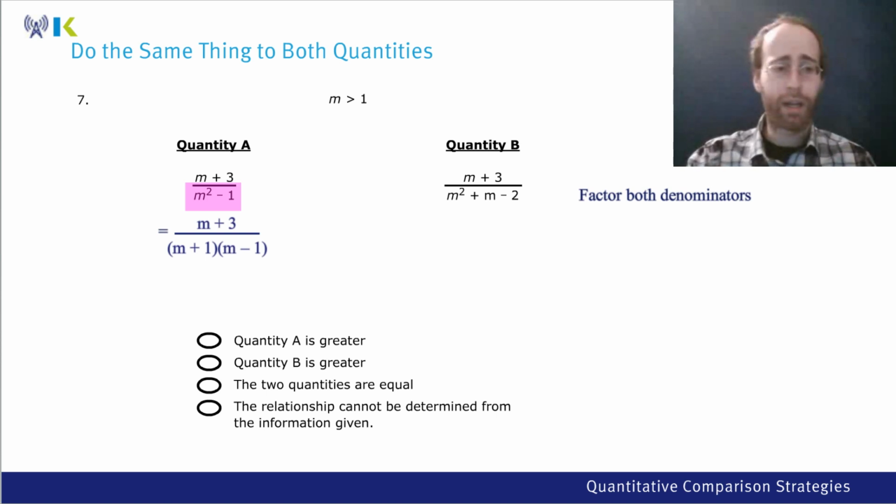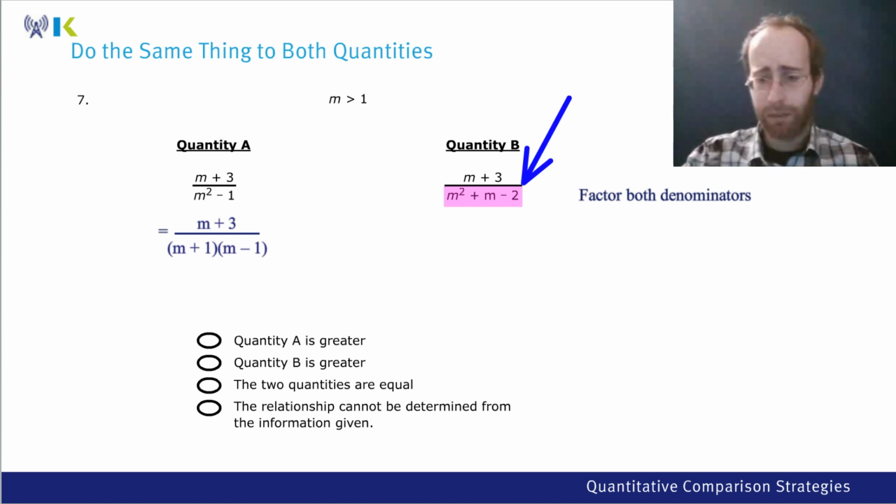Now, let's look at quantity B. We have m squared plus m minus 2. When you factor a quadratic like this, what you're really looking for are two magic numbers. When the two magic numbers are multiplied, they should multiply to the number on the outside. So here that is a -2. And they should add to the number in the middle. So here that is just a 1.